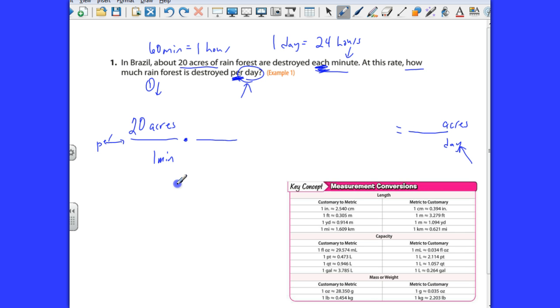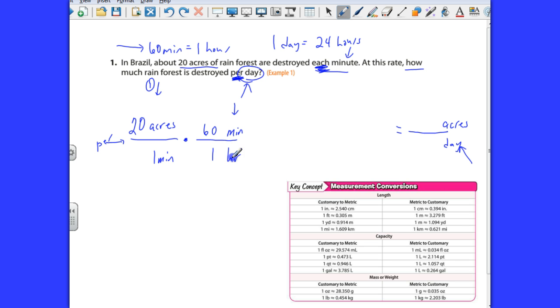But I don't have how many minutes are in a day. And let's say I don't know that. Well, what I do know is I have to match the label right there. You have to match these 2 labels because they cancel out. But since I don't have minutes to days, I do know this: I do know that 60 minutes is 1 hour.